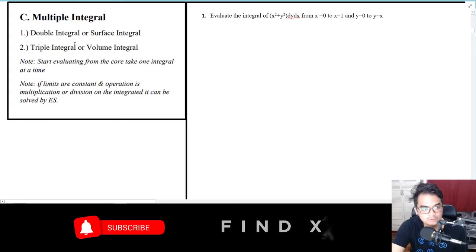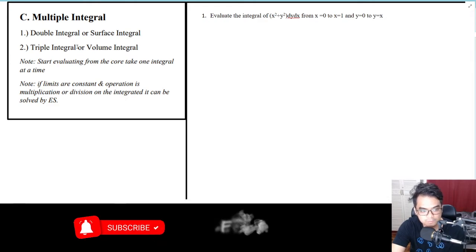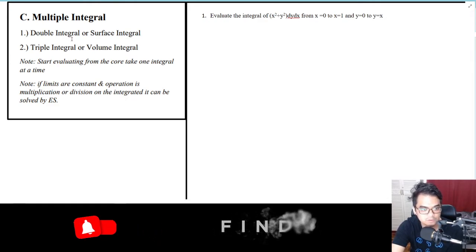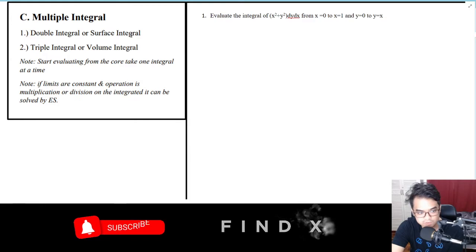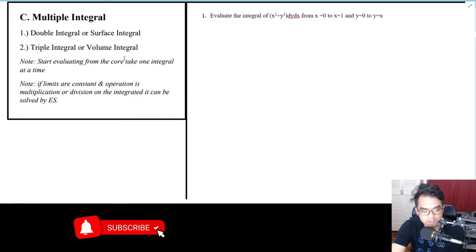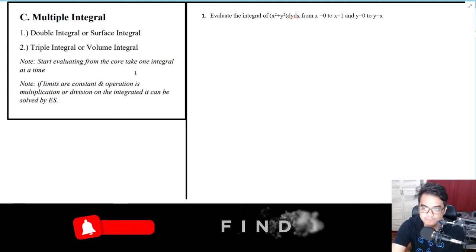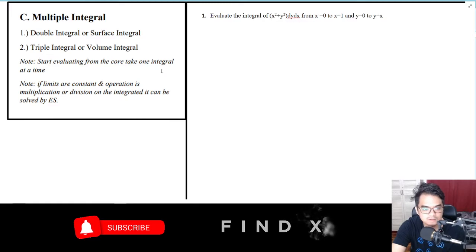Okay, so for the next one, we have the multiple integral. Here we have the double integral and the triple integral. If you apply the double integral, that is the surface integral, and for the triple integral, that will also be the volume integral. Note that you have to start evaluating from the core or from the inside. Take one integral at a time. So you have to do it one by one.